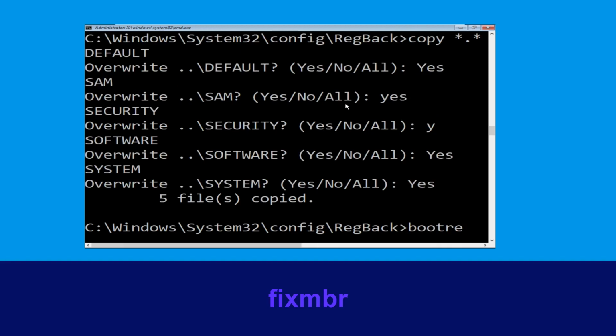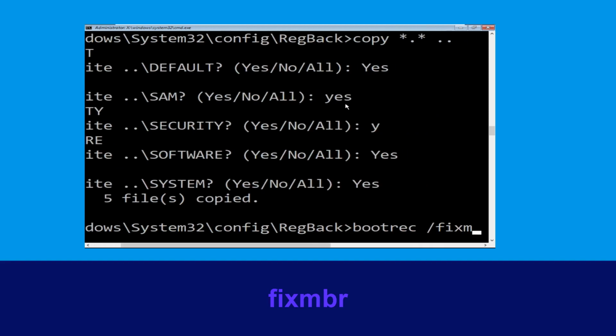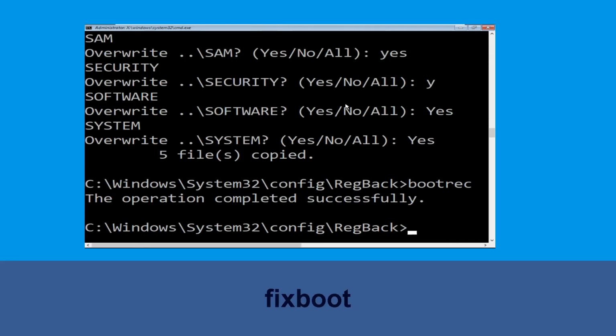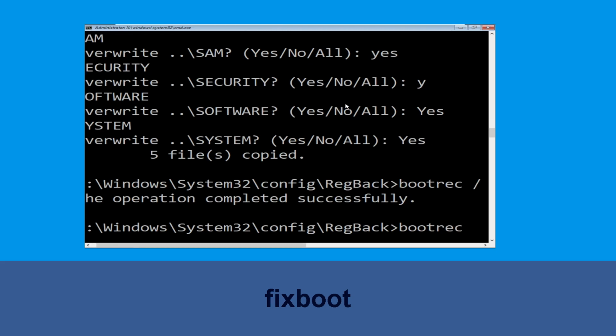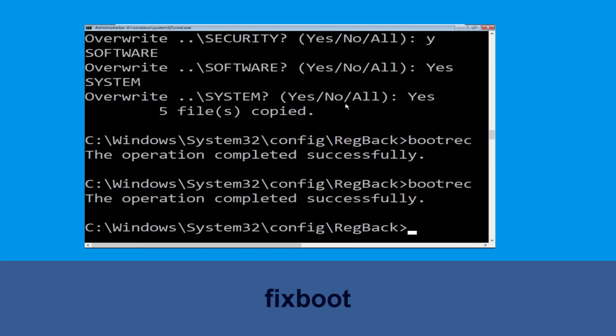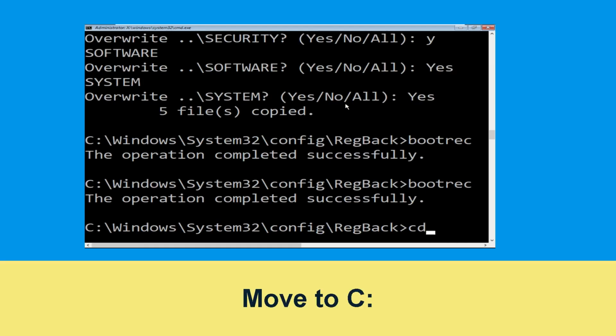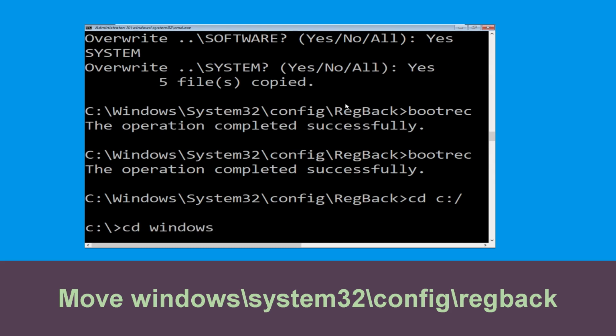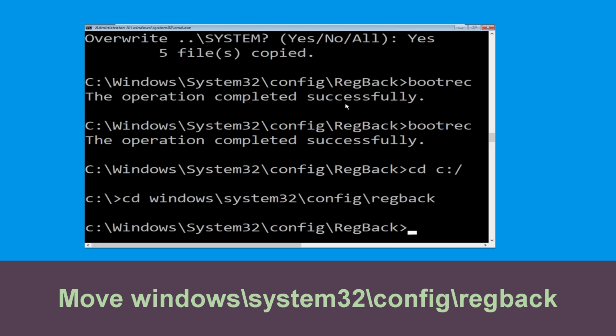Now type bootrec space /fixmbr and hit enter to execute the command. Now type bootrec space /fixboot and hit enter to execute. Now execute this command cd space C:/. Now type this command cd space Windows/system32/config/regback and simply hit enter to execute the command.